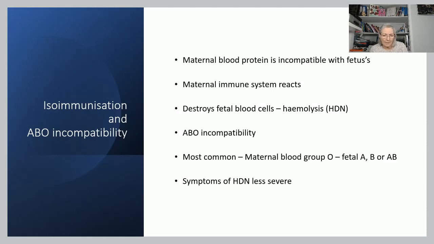With ABO incompatibility, this is where the maternal blood group, most commonly mothers with an O blood group, and the baby is A or B, and therefore the blood group can cause issues as well, so the body can still see that as a problem. The symptoms are often much less severe with ABO incompatibility than with isoimmunisation.